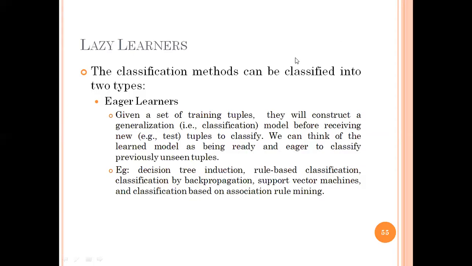Hi all, welcome back. So in this session, we will learn about KNN or K nearest neighbors algorithm, which is used for classification. Okay. So before moving on to KNN, we will see the two different types of classifiers. Okay, and they are called eager learners as well as lazy learners. So we can classify classification models or methods into two different types. First one is eager learners and second one is lazy learners.